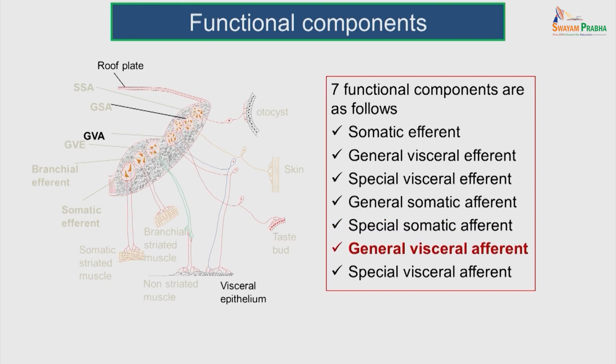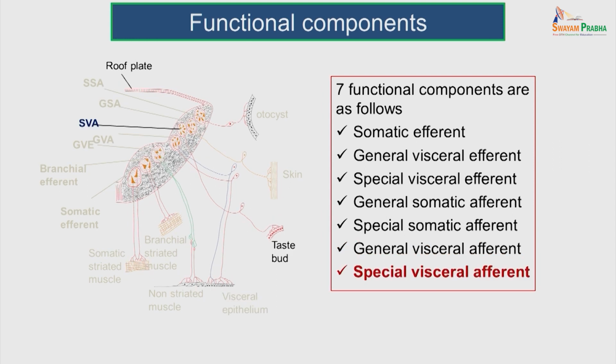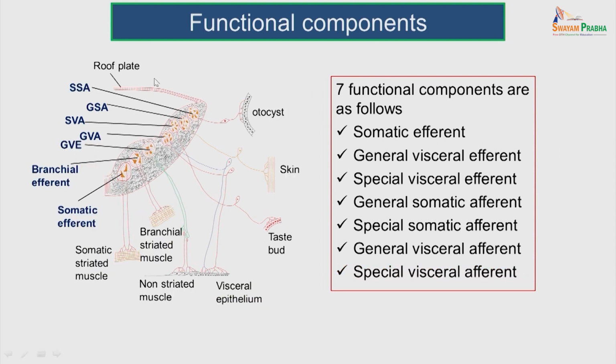Next is the general visceral afferent. It is general and it is viscera, so the sensation is from the viscera. That is the general visceral afferent. And the next column is the special visceral afferent, which carries the special sensation, that is taste. So finally these 7 functional components are: somatic efferent, general visceral efferent, special visceral efferent, general somatic afferent, special somatic afferent, general visceral afferent, and special visceral afferent. So, these are the 7 functional components.